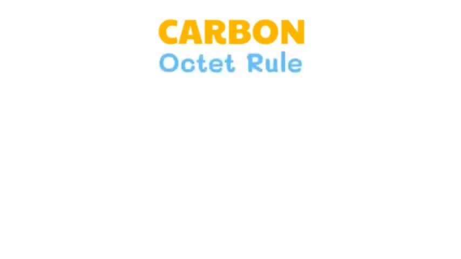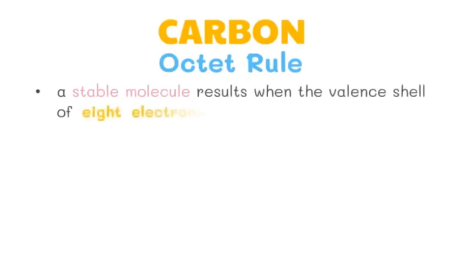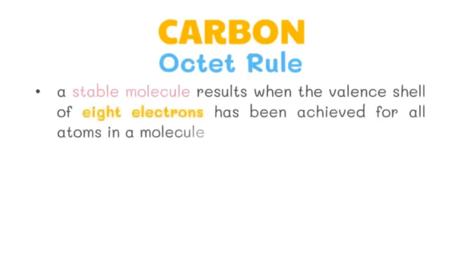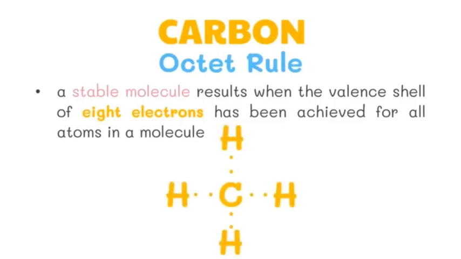According to the octet rule, a stable molecule results when the valence shell of 8 electrons has been achieved for all atoms in a molecule. For carbon to be stable, having 4 valence electrons, it needs 4 more. 4 atoms of hydrogen can form 4 covalent bonds with carbon. Bonds are usually represented by a short straight line connecting the atoms, with each bond representing a shared pair of electrons.